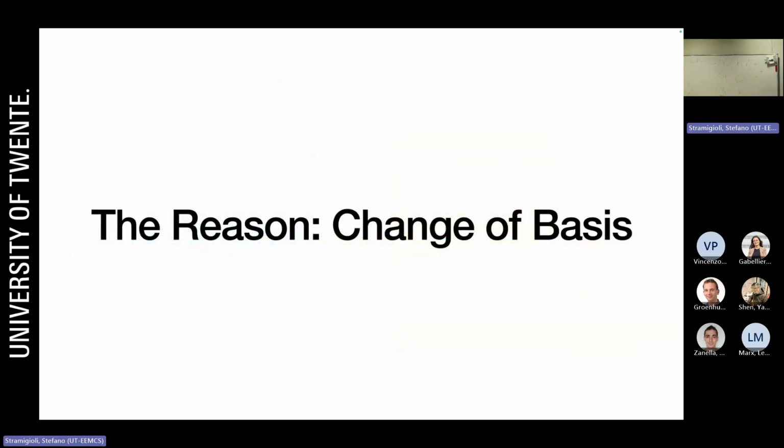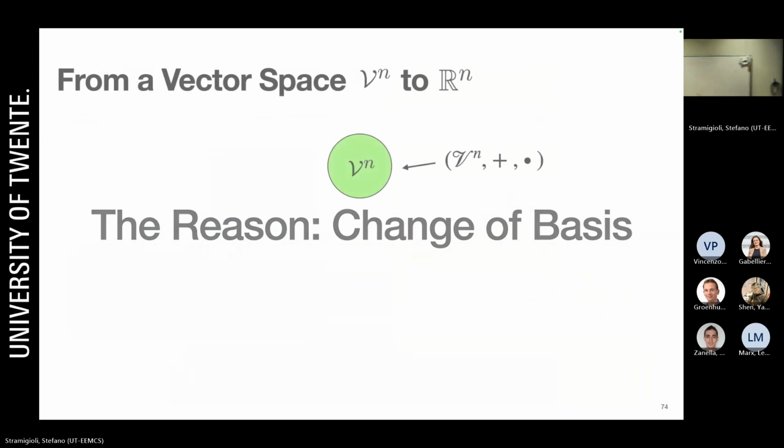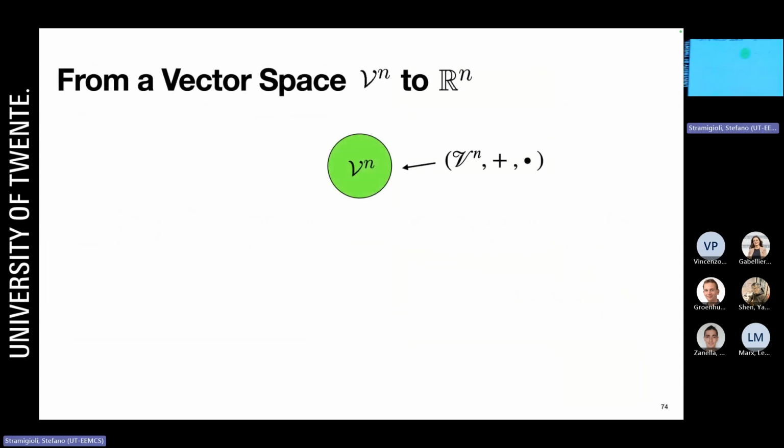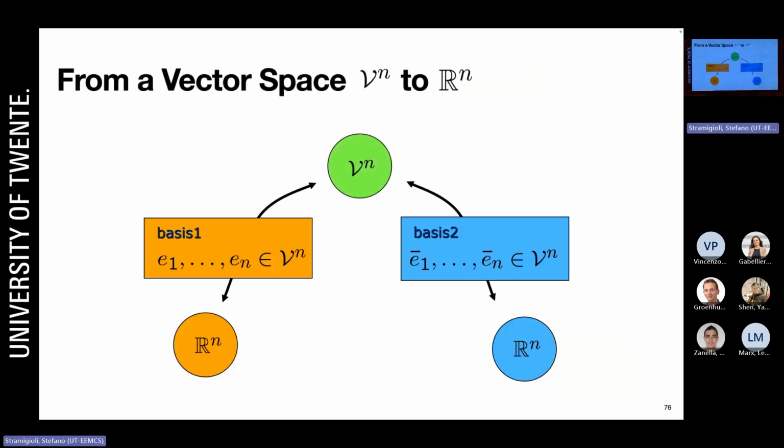So why is this important? And now here comes the core. If I give you an abstract vector space, and you choose two bases.